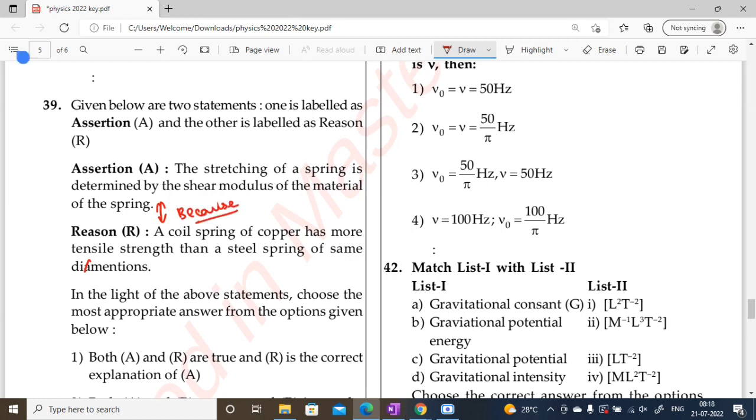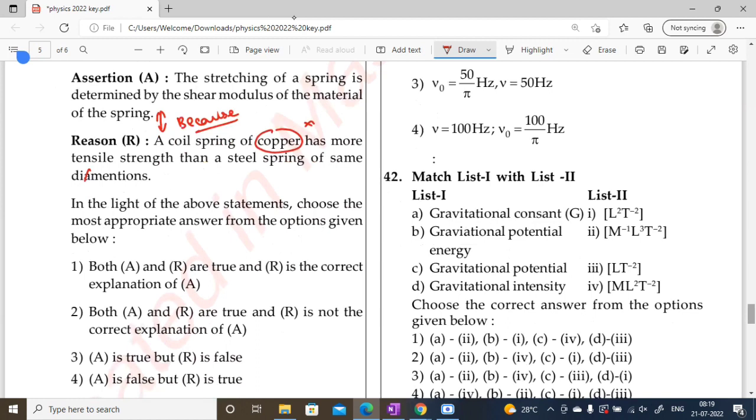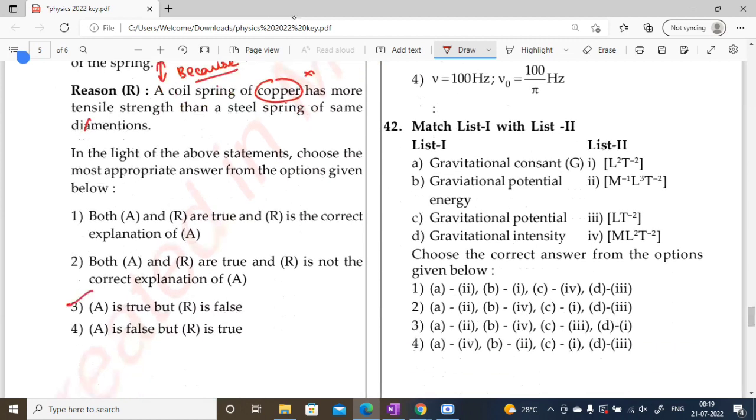So, stretching of a spring is determined by the shear modulus of the material of a spring because a coil spring of copper has more tensile strength than the steel spring of the same dimension. No, this is wrong, because this statement should have been vice versa, and this second reason is actually completely wrong. If you had a clear picture of this, you would have easily found that the second statement is wrong. The assertion is correct, but the reason is false, right?